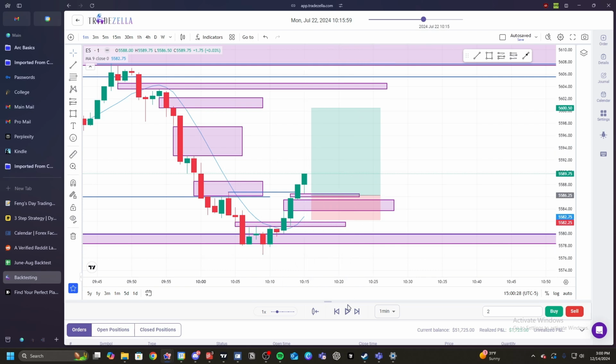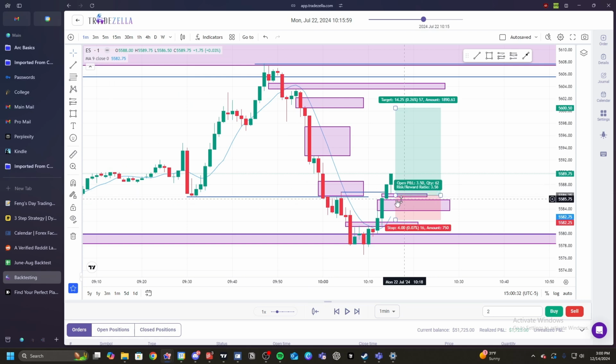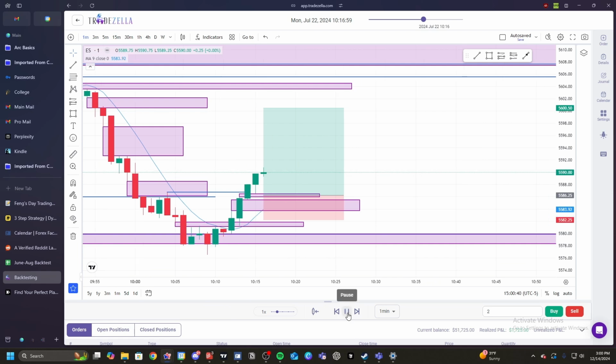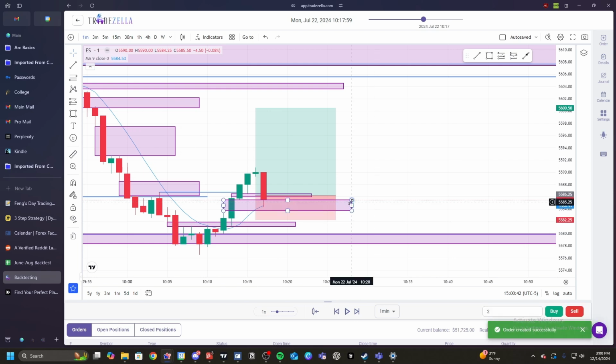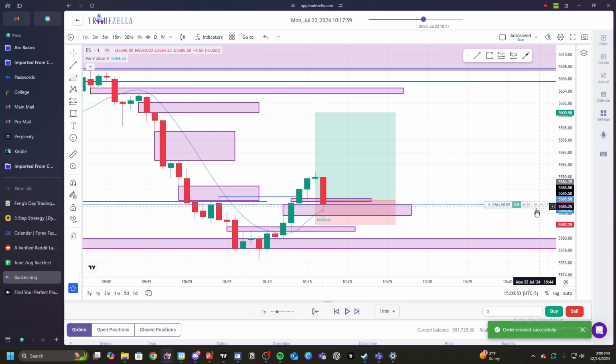Okay. So now we've identified our draw on liquidity as being up here, and then our entry is going to be off of one of these 1 minute bullishes or the moving average. But let's see if we can get tapped in. Okay, yeah. Okay, this 1 minute bullish formed up here, but I didn't really catch it in time, but whatever.